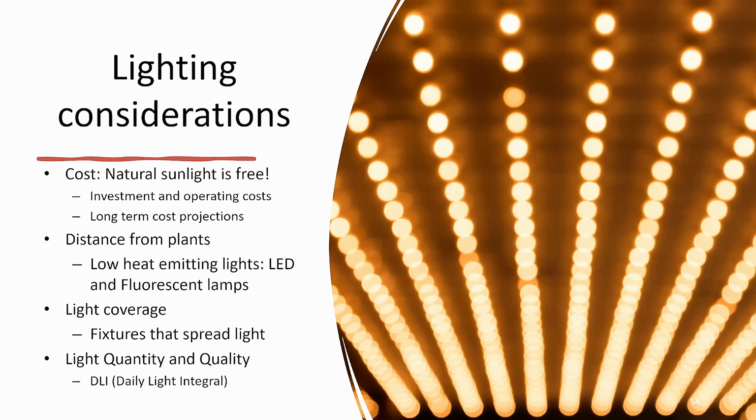The other thing is, and this is mostly true for people growing full indoors, if you want to grow vertically, you want to stack the production units. You have to think about light sources that can be close to the plants without burning them. In this case, your options are limited to LED lights and fluorescent lamps. High pressure sodium lamps tend to generate a lot of heat and they can burn the plant. Also the light coverage, and then the light quantity and quality. And this is what we're going to be talking about moving forward.